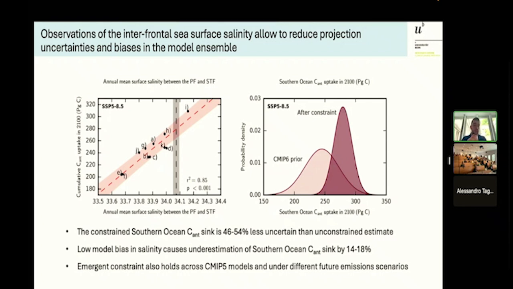We can show that if we know the salinity, we have a very good handle on how much carbon is going into the Southern Ocean in the future.